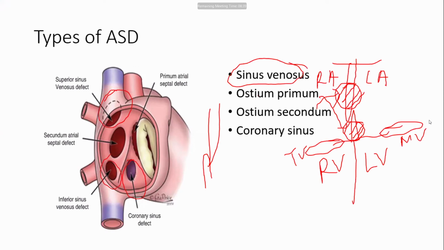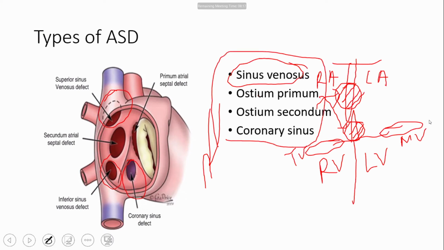A defect in the septum primum is known as ostium primum. A defect in the septum secundum is known as ostium secundum. If it is near the superior vena cava or inferior vena cava, it is known as sinus venosus. If it is near the coronary artery, it is known as coronary sinus. These are the different types of ASD. You need to know the different types of ASD.